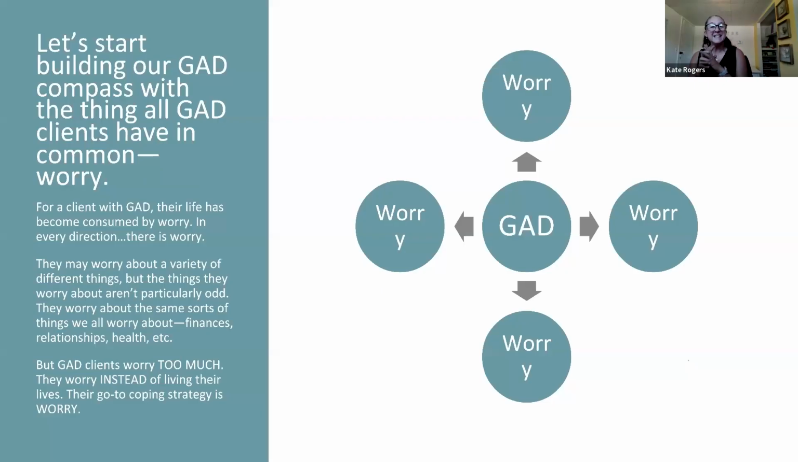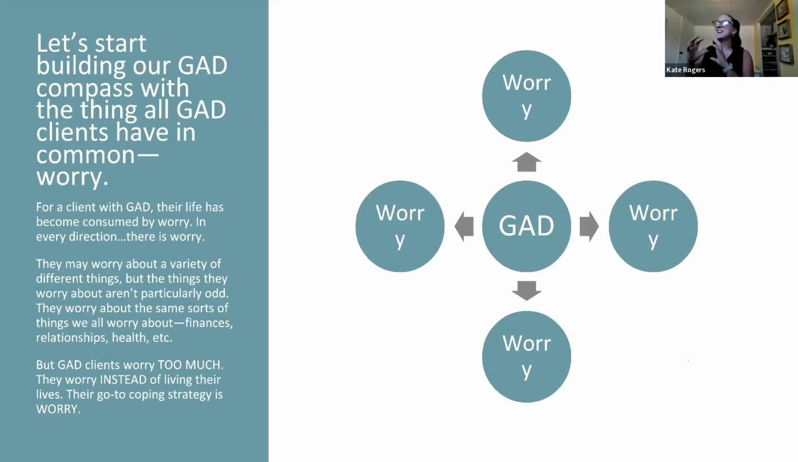Okay. It is actually a compass. And I know that is less satisfying than a circle, but trust me, it's going to be really helpful. I think about GAD as a compass. And in each direction, we have worry. But to understand, it's a circle of circles.